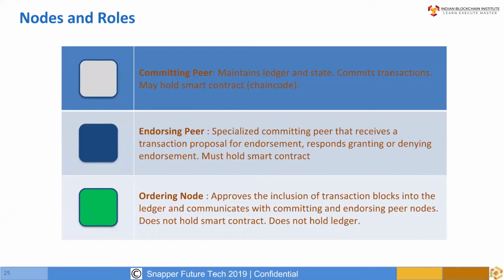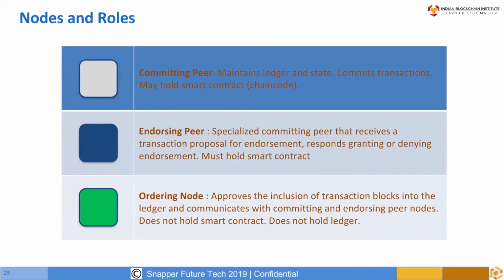Then the ordering node approves the inclusion of transaction blocks into the ledger and communicates with the committing and endorsing peer nodes. It does not hold the smart contract and does not hold the ledger. So that is what I mentioned earlier: whenever it receives a transaction from the client application, it puts that transaction inside the block and broadcasts it to all the peers.